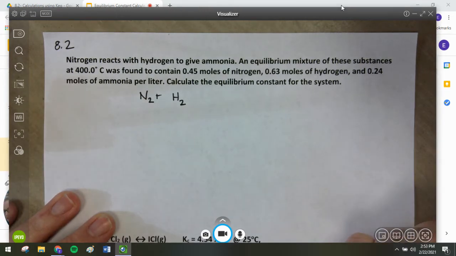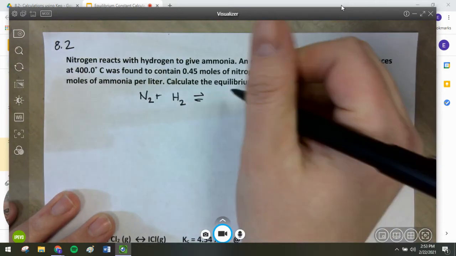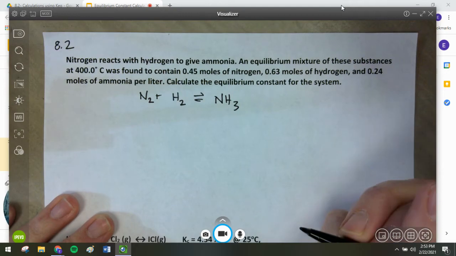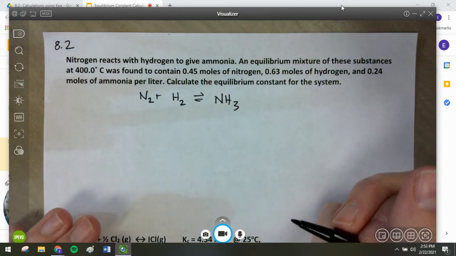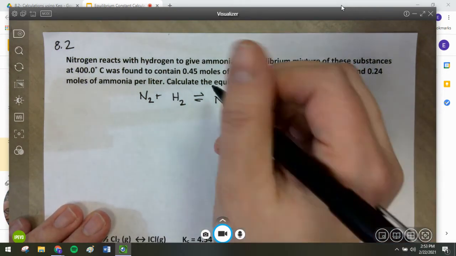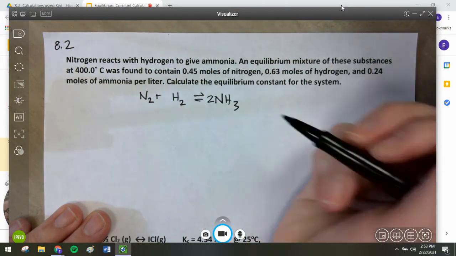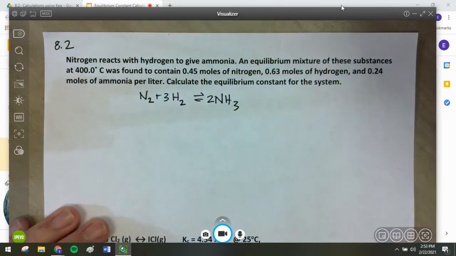It's going to be N2 plus H2, and then that is in equilibrium with ammonia, which is NH3. So we've got to balance this equation out first, and to do that, for our N's, we're going to need 2 N's, and that means we end up having 6 hydrogens, so I'm going to need a coefficient of 3 here.